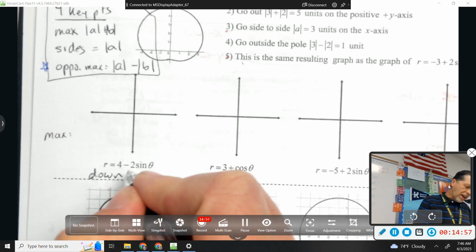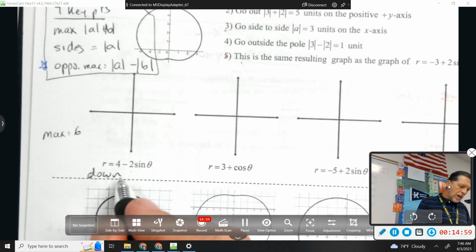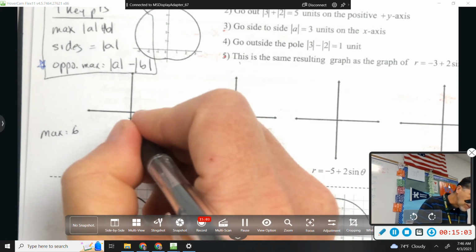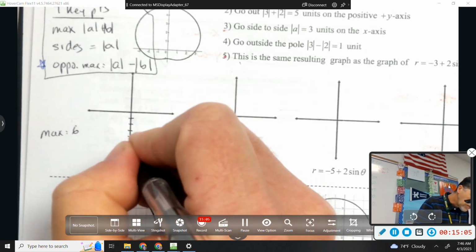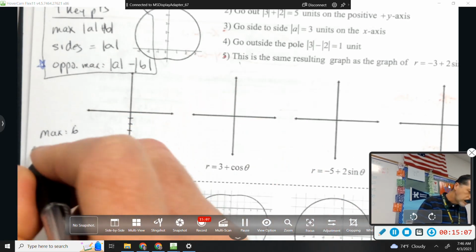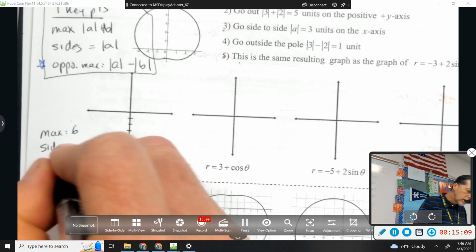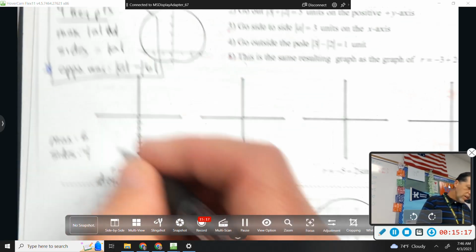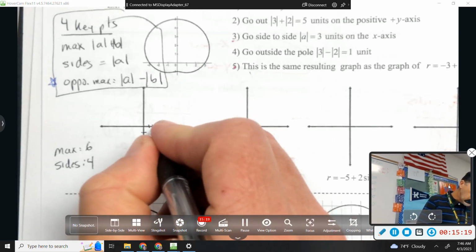All right, the max is 6, and the max is down because it's a down one. So let's go down 6. What about the sides? 4. So left and right 4.